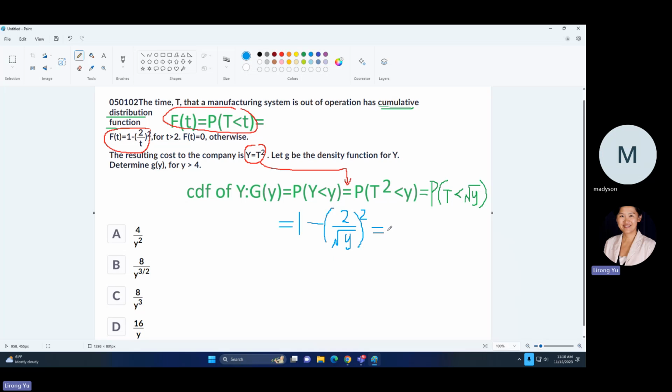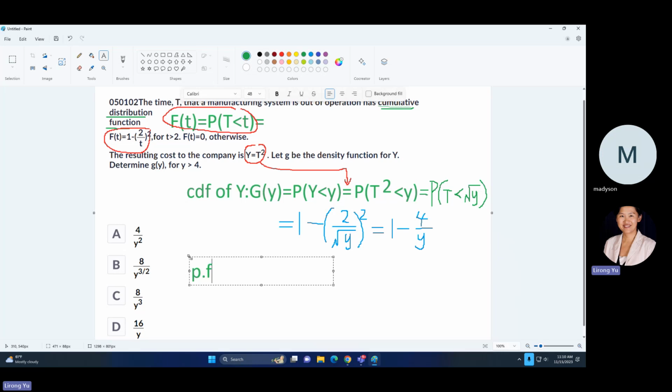Again, CDF is a probability. It is a cumulative probability, but it's a probability. So this is 1 minus, we square the numerator, which is 4, and square the denominator, which is y. And then we're done. That is the CDF. And then all there is left is to find the PDF. PDF is the probability density function. That would be the derivative. The only thing that we have left to do is to find the derivative to get the PDF.